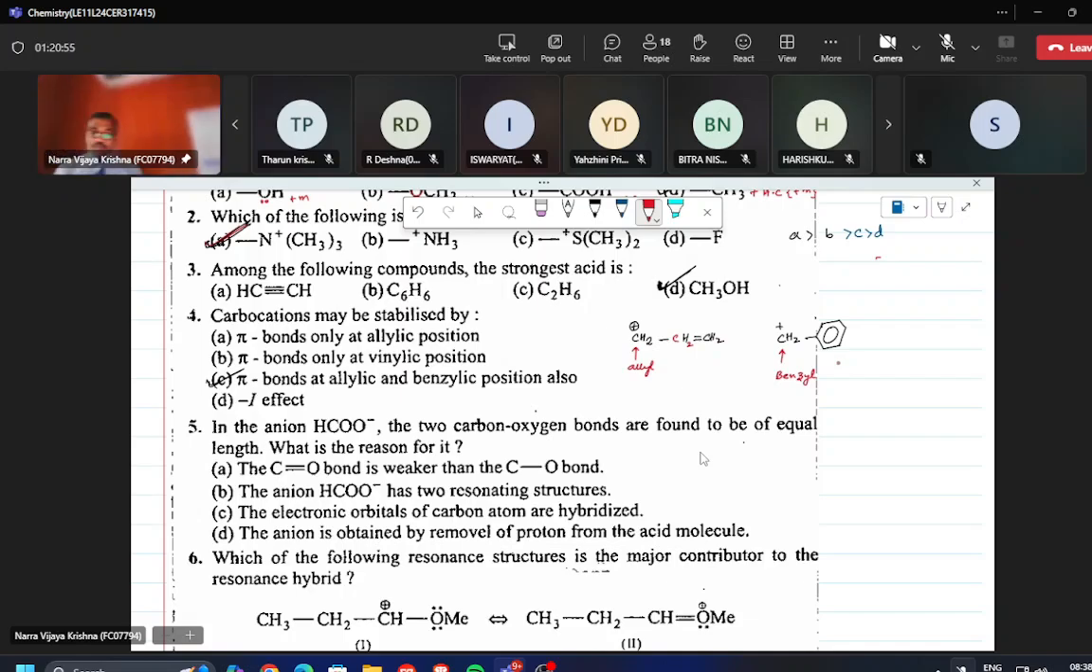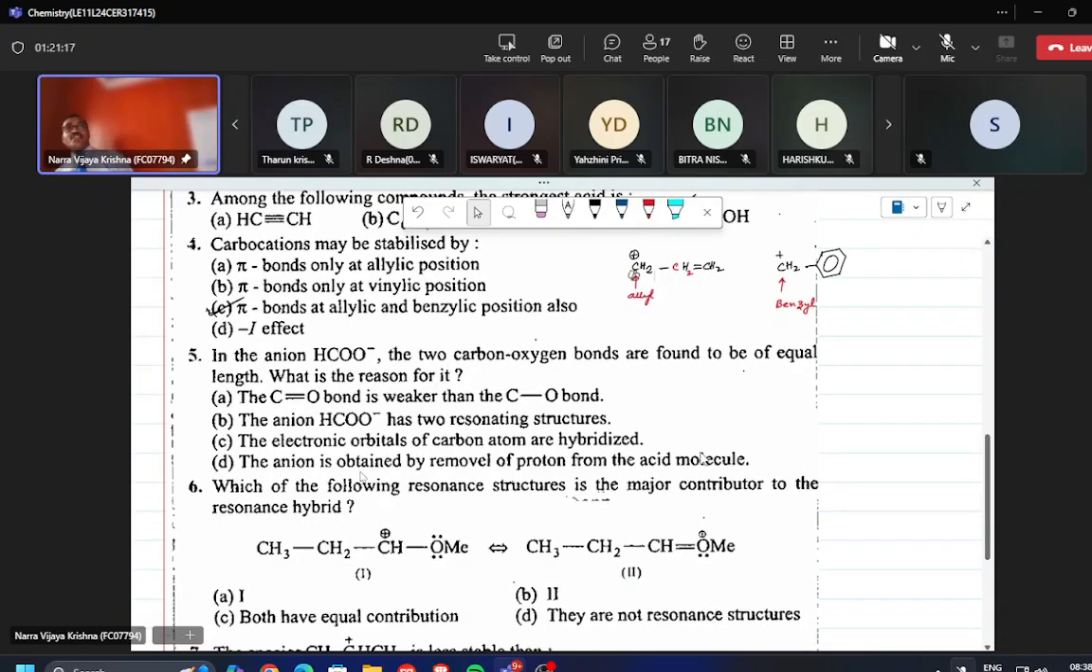Because these pi bonds can delocalize, correct? Because of pi bond delocalization, they will stabilize carbocations. That's why the answer is: pi bonds at allylic and benzylic positions will stabilize carbocation. Any questions in it? Come to the next one.